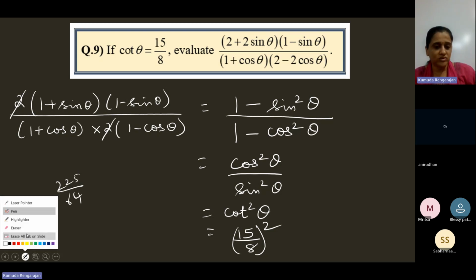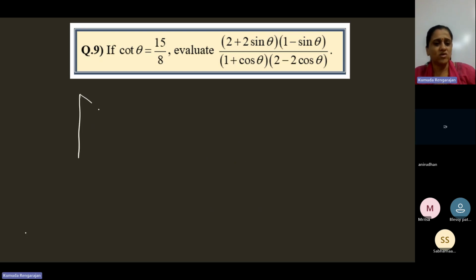The other approach is using the right triangle. Meaning it's not that you'll have to evaluate this expression first, like what we did. You can find the values of sin theta and cos theta using the triangle.